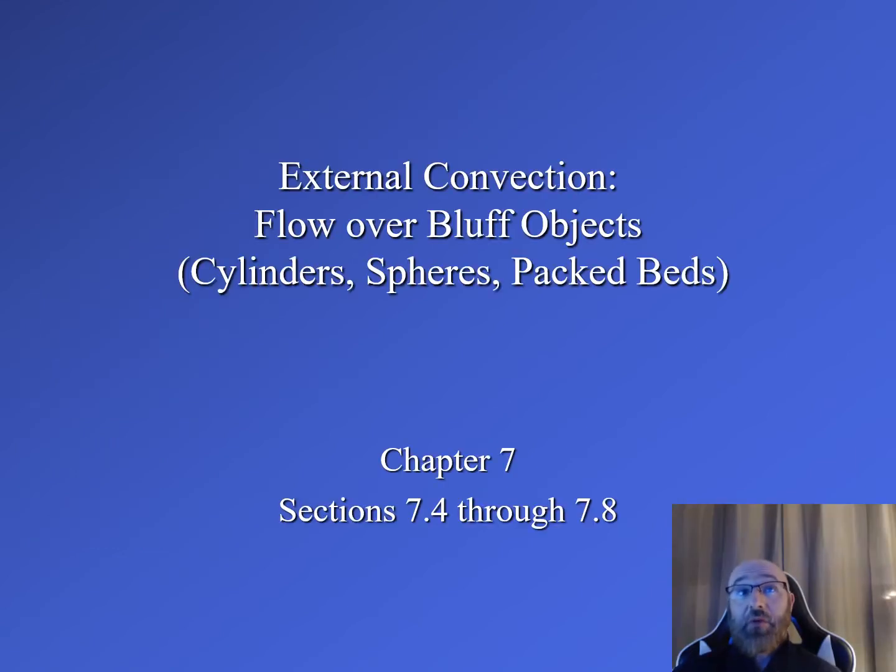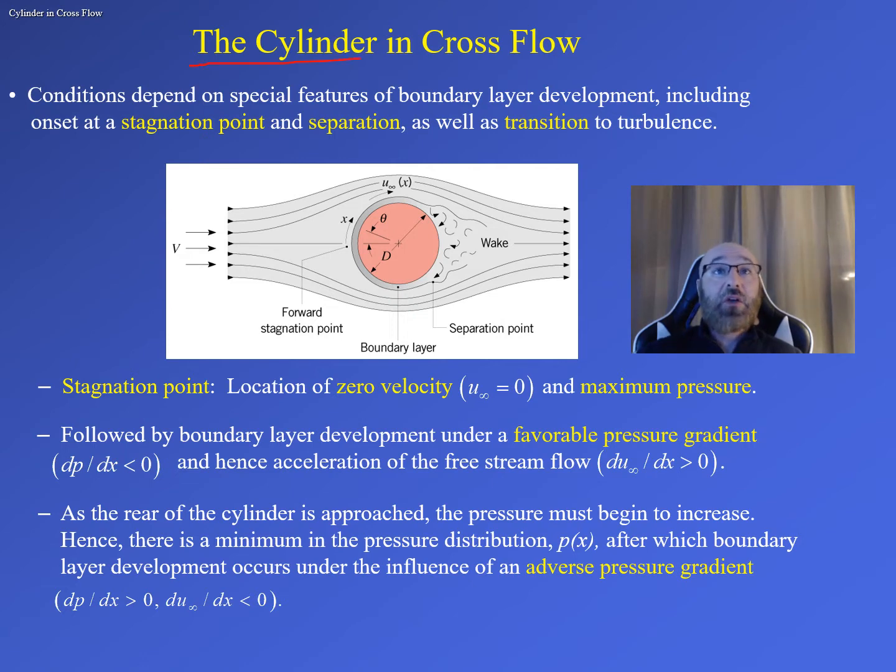So as we continue on with our Module 12.2, we're going to be taking a look at external convection, the flow over bluff objects for cylinders, spheres, and packed beds. This relates back to Chapter 7 in our textbook, specifically sections 7.4 through 7.8. So let's take a look at the cylinder in cross flow.